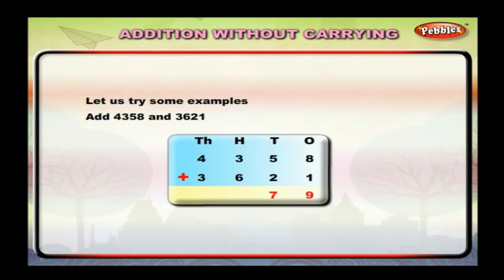Adding hundreds. 3 hundreds and 6 hundreds gives you 9 hundreds. We write 9 under the hundreds column. Adding thousands. 4 thousands and 3 thousands will give you 7 thousands. We write 7 under the thousands column. Thus, we arrive at the answer.